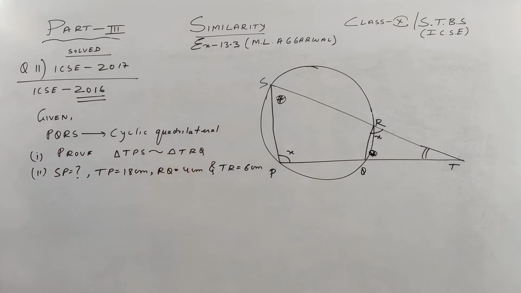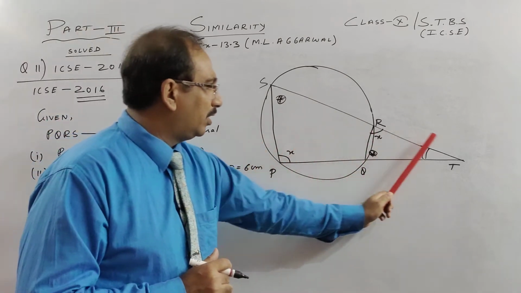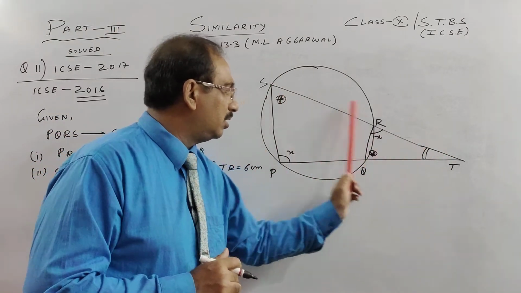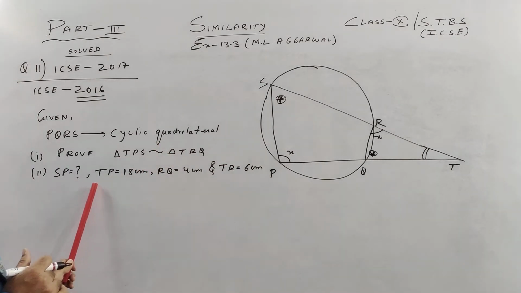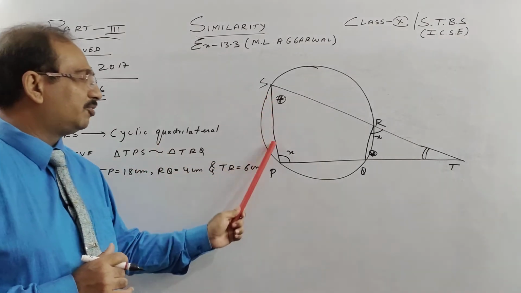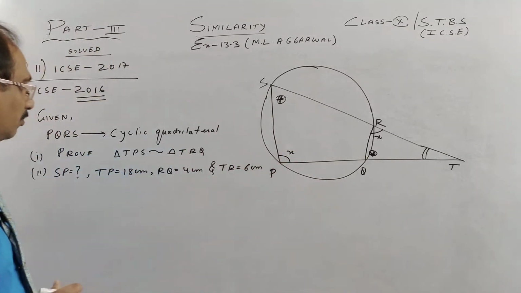We have a cyclic quadrilateral, which we see in circle. We have to prove that these two triangles are similar. I'm not drawing separate triangles: one triangle is this and one triangle is the big one. So they are similar, and in the second part we have to find SP. The third part I'll show you. So let us do the first 2 parts, then I'll go to the third part.